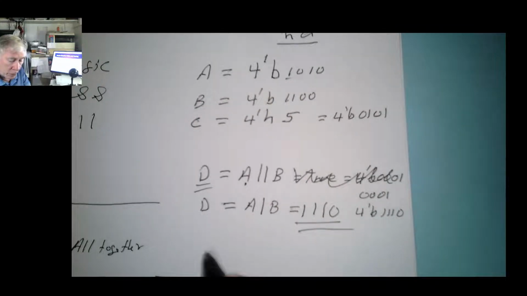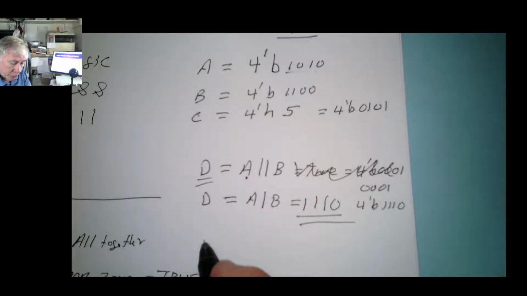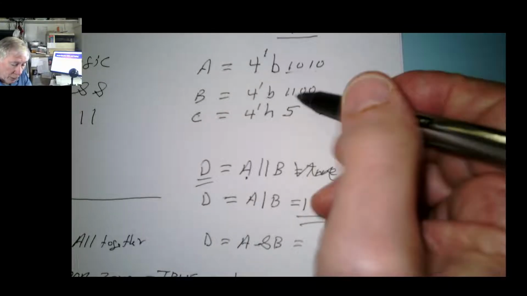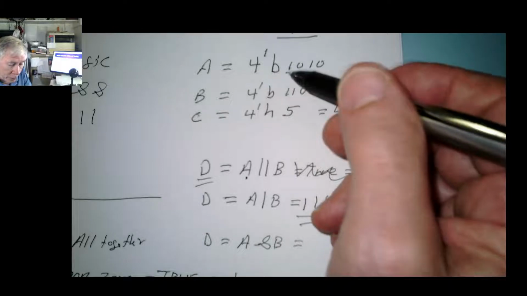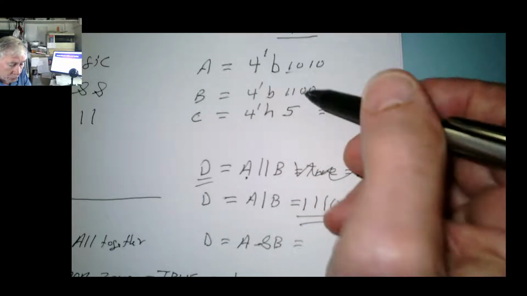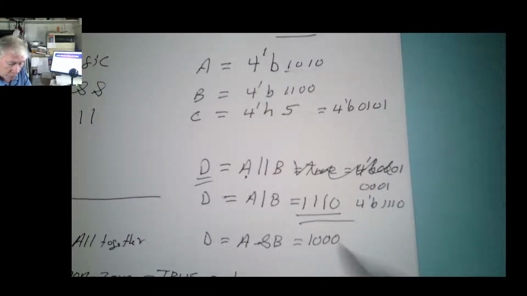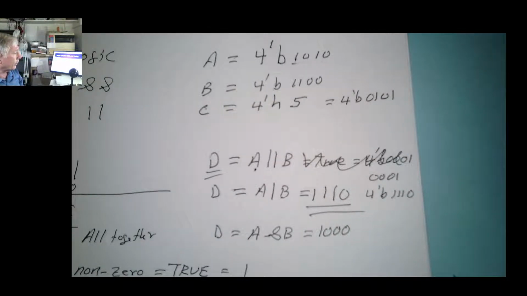What if we bitwise ANDed it? So let's do D equals A bitwise ANDed with B. Well, if we do the bitwise AND, the first bit, 1 and 1 is a 1, 1 and 0 is a 0, 0 and 1 is a 0, and 0 and 0 is a 0. So this would be 1, 0, 0, 0. So you see how that works.